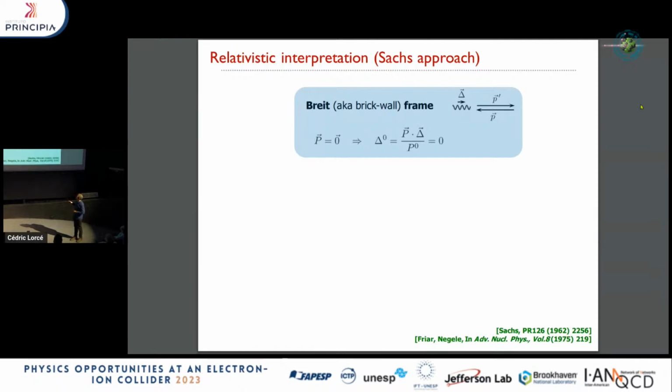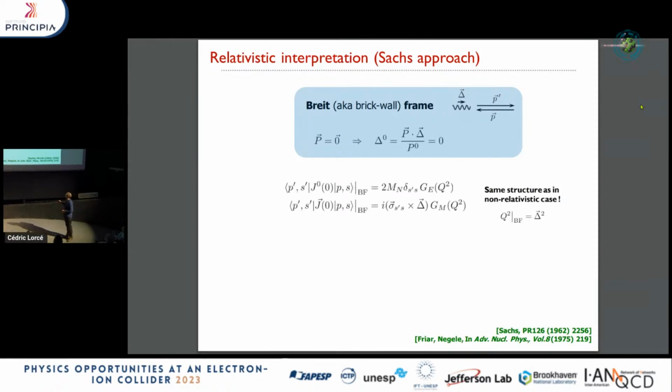So the Breit frame is defined by a frame where the average momentum is 0, which you interpret as the average rest frame of the system. Or if you wish, the initial momentum is exactly opposite to the final momentum of your system in the scattering. And in such a configuration, you have no energy transfer to the system. So essentially, you get a distribution that doesn't depend on time. This would be a static distribution.